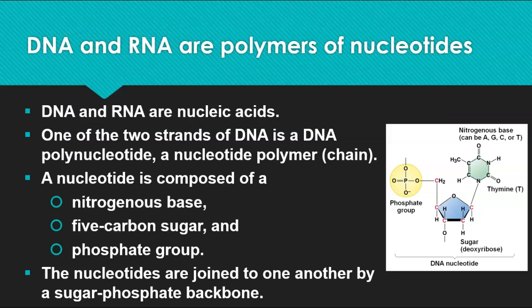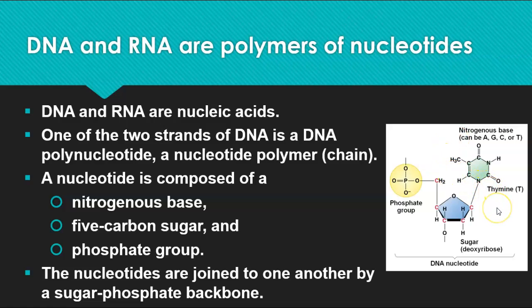So DNA and RNA are what we call polynucleotides. They're polymers of nucleotides. Remember that DNA and RNA, nucleic acids, are made of nucleotides, and nucleotides are composed of a nitrogen base, a 5-carbon sugar, and a phosphate group. The picture here on the slide is a DNA nucleotide for the nitrogen base thymine. Here you've got your phosphate group, here's our sugar, our deoxyribose, and here is our thymine molecule.